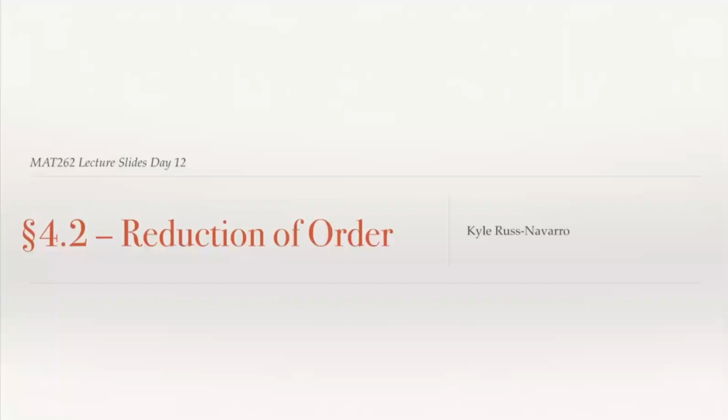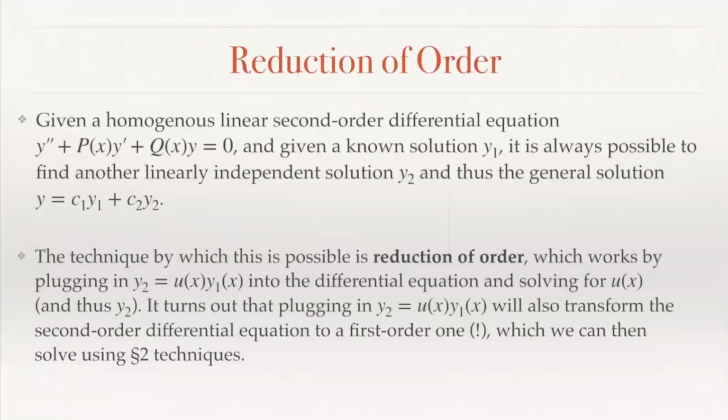Hello, and welcome to the Chapter 4.2 Differential Equations lecture on reduction of order. So, given a homogeneous linear second-order differential equation, y double prime plus p of x y prime plus q of x y equals 0, let me stop here for a moment.